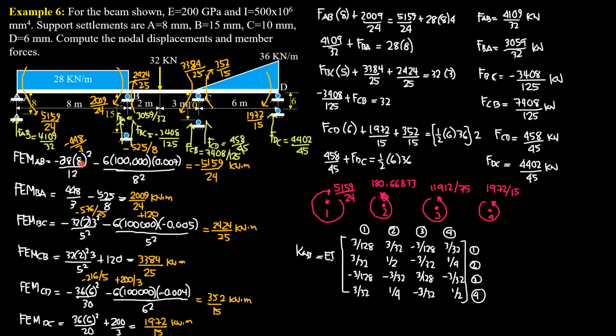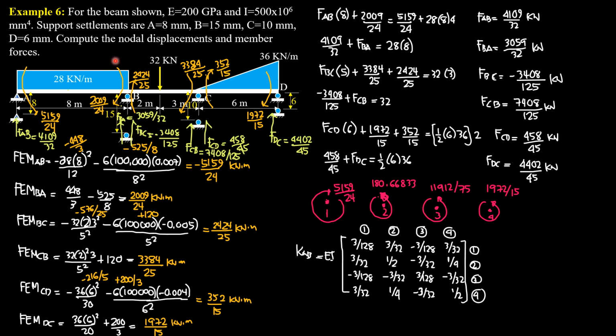So the value of the first is negative 448 over 3. The value of the second is negative 525 over 8. And since these are calculated using slope deflection equation, negative means counterclockwise. So that's why we have negative 5159 over 24 counterclockwise. So it is written positive here because the direction is 5159 over 24.